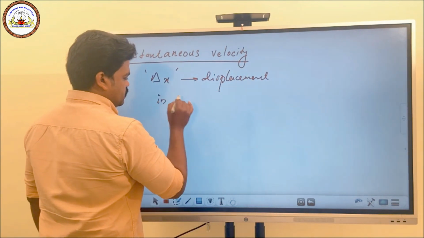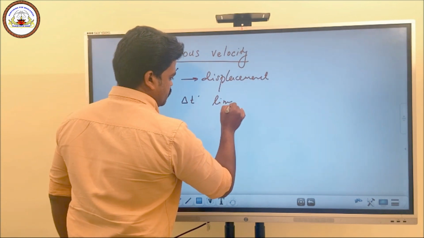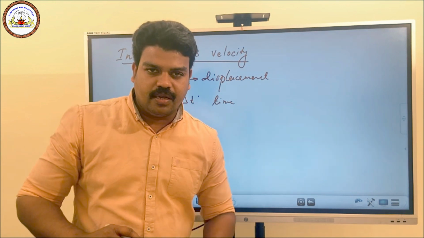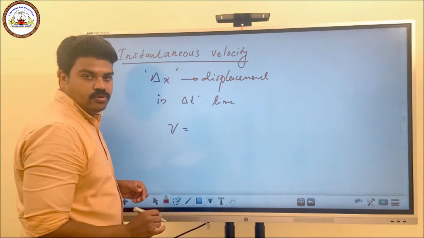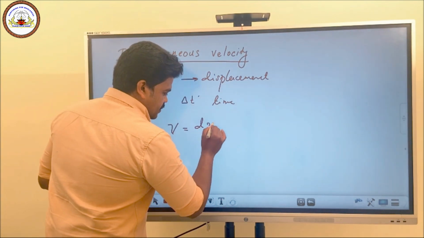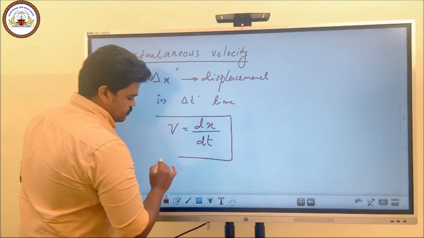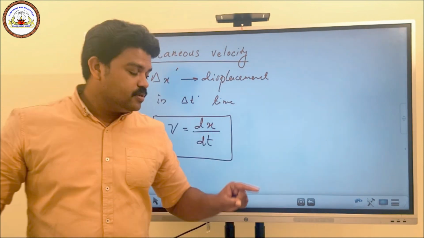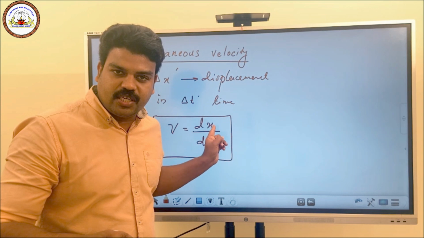in delta t time, then the instantaneous velocity of that particle can be calculated as instantaneous velocity v is equal to dx by dt. It's a very important relation. Instantaneous velocity is the first derivative of displacement with respect to time.